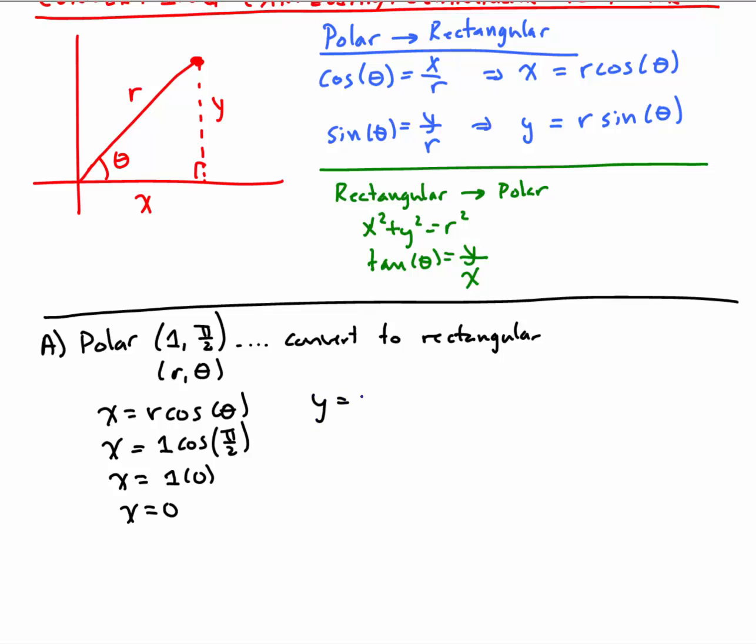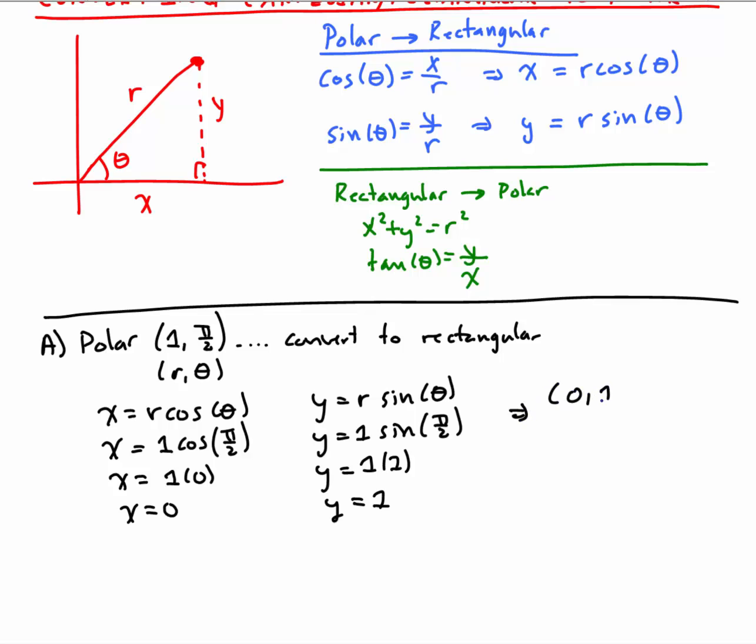Now my y is equal to r sine theta. R is 1, theta is pi over 2. And of course, sine of pi over 2 is 1. 1 times 1 is 1. So this is my ordered pair (0, 1).